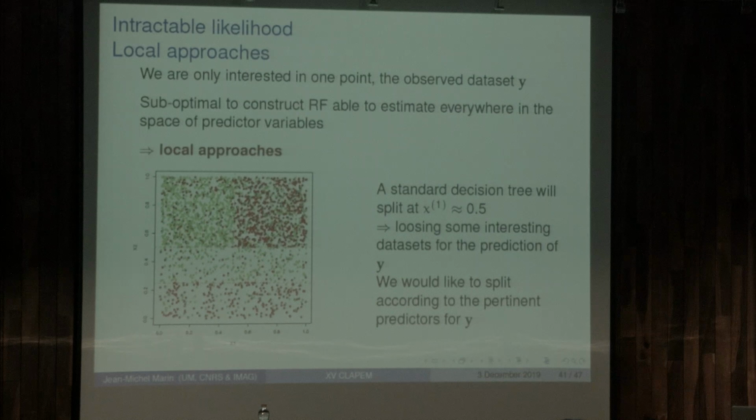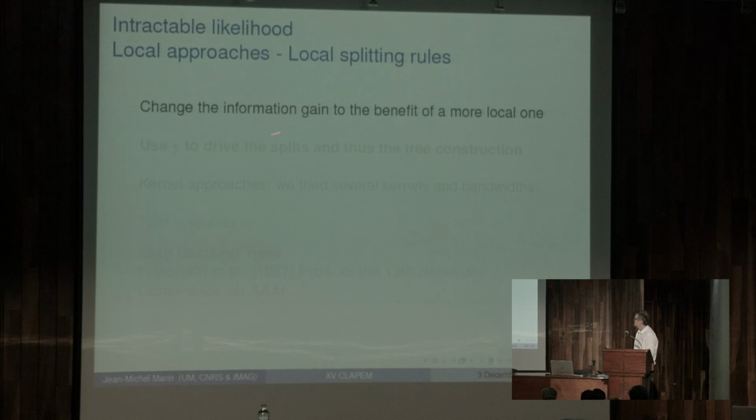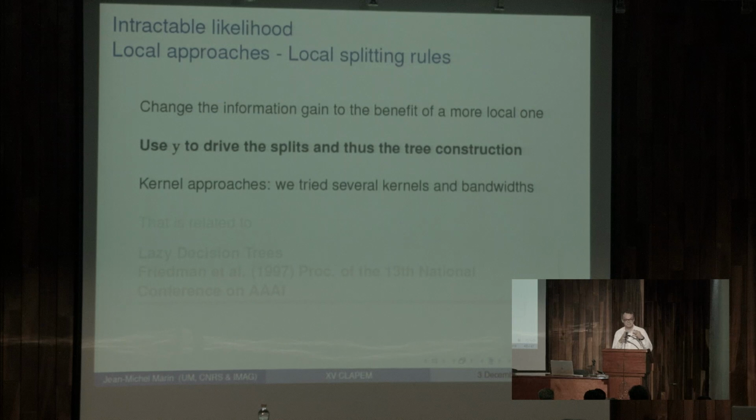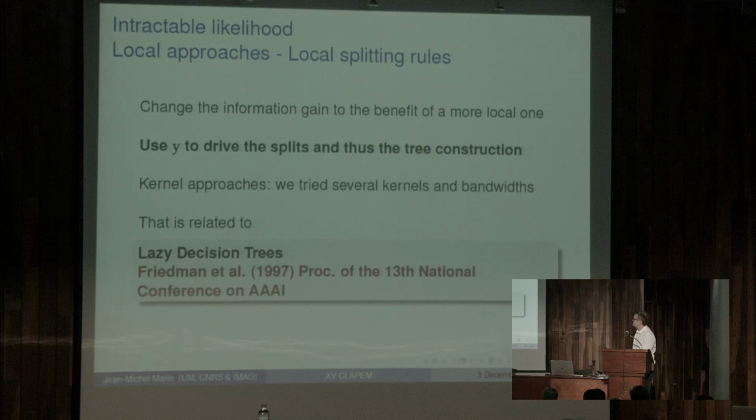First, we tried to change the information gain. The information gain is a split criterion in the forest, which is the Gini index or the entropy. And what we did is introduce some kernel approach. We tried several kernels and bandwidths associated to the entropy. So this is kernelized entropy, and this is related to the lazy decision tree work of Friedman. So we tried this. What happened?